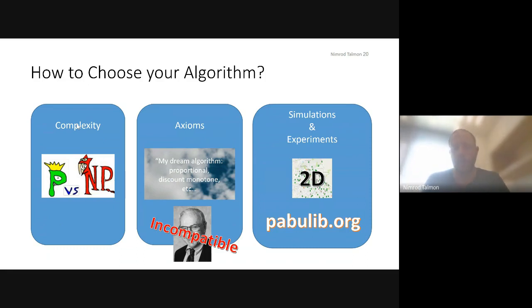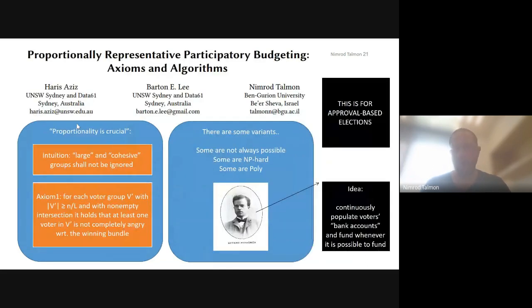Another question is how to take this intuition of what is a proportional algorithm and find a formal definition of an axiom or a property, so that algorithms could be compared based on whether they satisfy the property or not. And this is what we try to do in this paper.